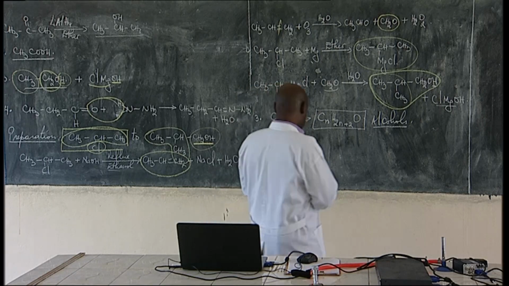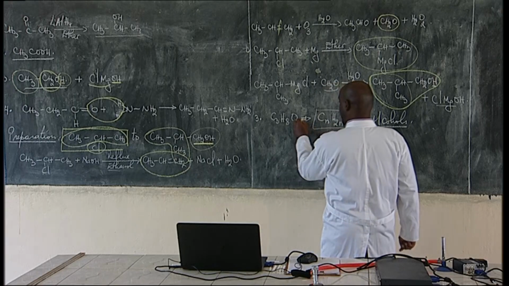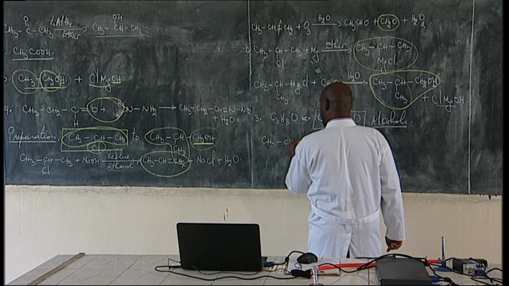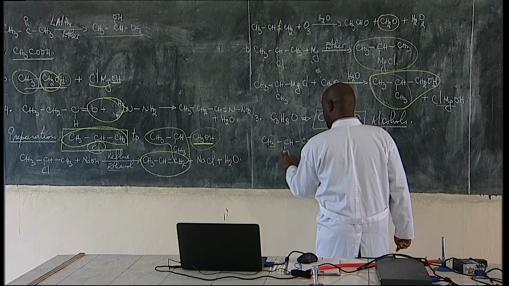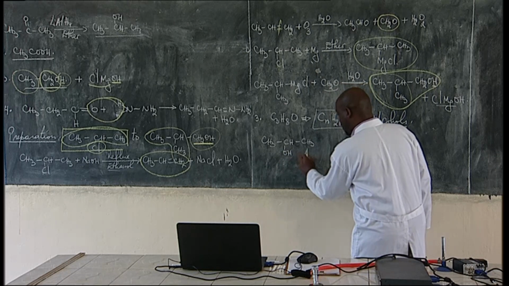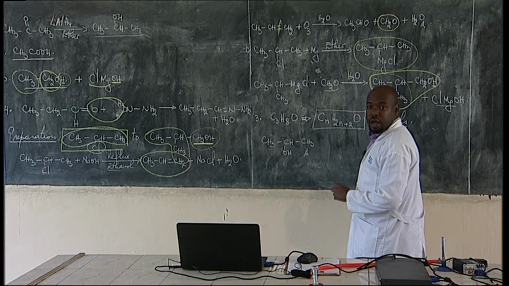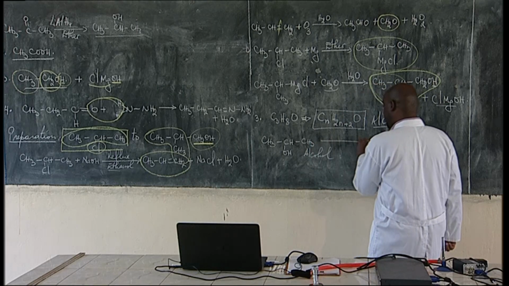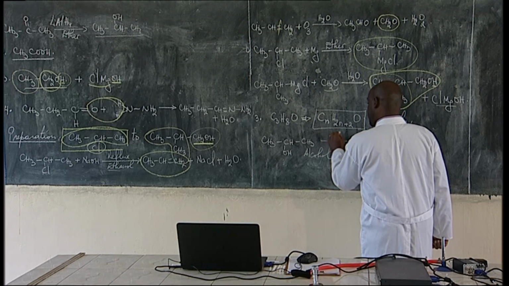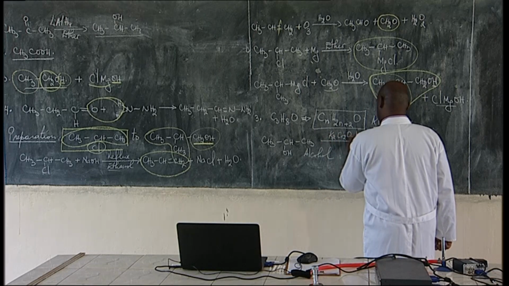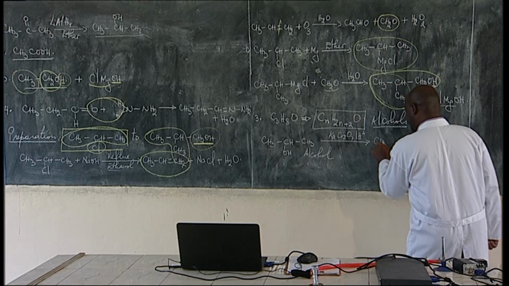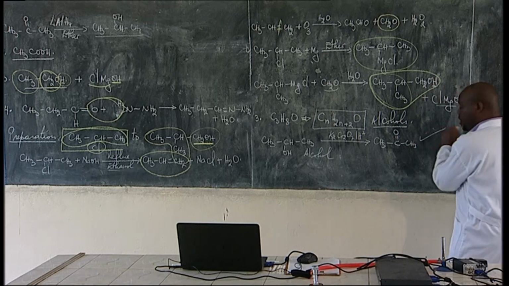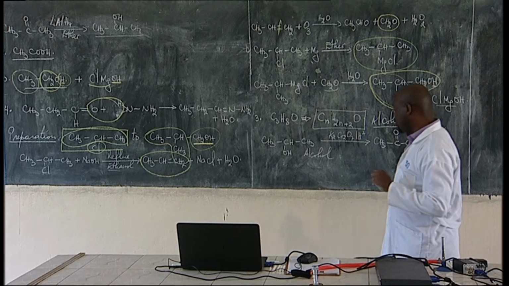And then we have this compound, CH3CH(OH)CH3. This is compound A, the alcohol. And this one was oxidized by potassium dichromate in acidic medium to produce CH3COCH3. And this is the equation for the reaction of this oxidation.